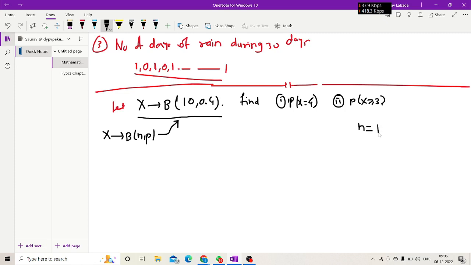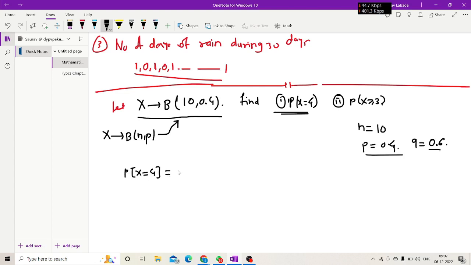Yes, n is 10 and p is 0.4. Right. Now tell me, if p is 0.4, then what will be q? Right, 1 minus 0.4, that is 0.6. Okay. So let's try to find out this probability: probability of x equals 4.